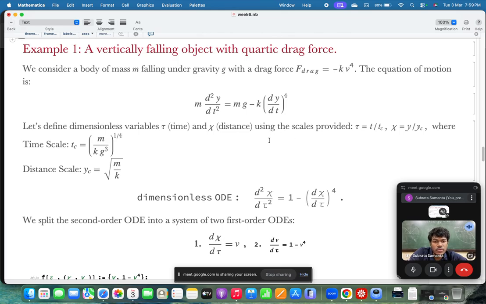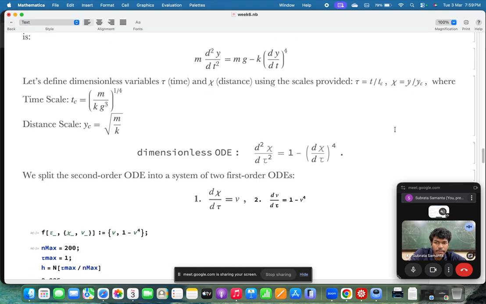Using the scales, my tau is basically t over t c, where t c is basically (m over k g cubed) to the power 1 over 4. You can quickly check that this is also a dimension of time. And the distance scale is y c, the square root of m by k. So now I define tau as t over t c. So, my tau is dimensionless time, and chi is the dimensionless displacement.